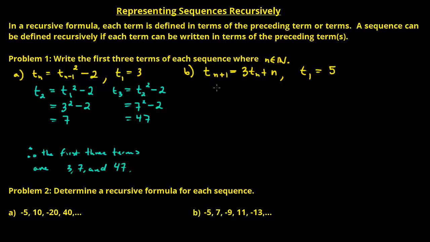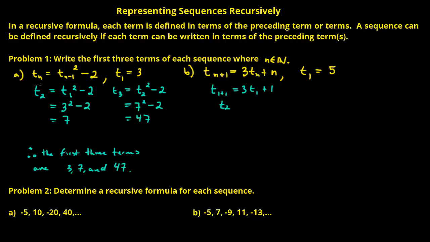In the next one, we've got that t sub n plus 1 is equal to 3 times t sub n plus the term number n. So let's see here. So here we have that t sub 1 plus 1 is equal to 3 times t sub 1 plus 1, which is going to give us t sub 2.